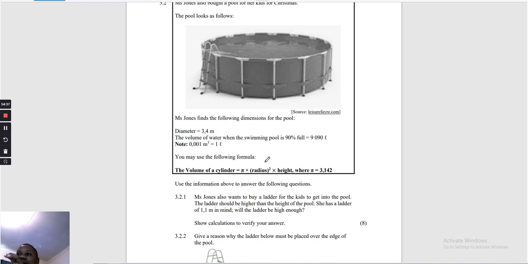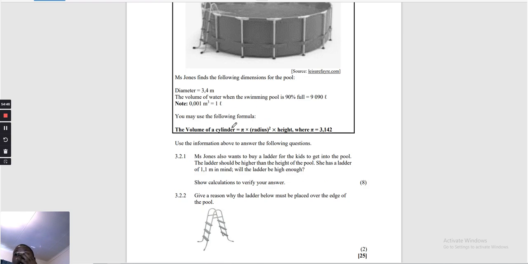So what I see here is that you are not given the height. So it's possible for them to ask how much is the height of the pool. You may use the following formula: pi r squared multiplied by height. That is the formula for calculating the volume of a cylinder. Mr. Jones also wants to buy a ladder for the kids to get into the pool. The ladder should be higher than the height of the pool. Do you have the height of the pool? No. How are you going to compare? She has a ladder of 1.1 meter in mind. Will the ladder be high?